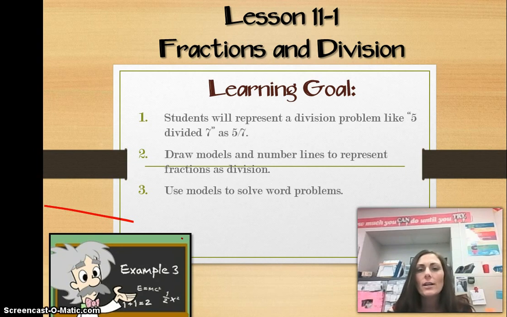Hi, this is lesson 11-1, fractions and division. Your learning goal is students will represent a division problem like 5 divided by 7 as 5/7. And that's important, guys, and that's kind of what this big topic is about, is that fractions are actually representing the division of a specific amount. And so that's going to be important to remember, that a fraction is actually representing the division of a specific amount. To help you with that, you're going to be drawing models and number lines to represent fractions as division, and you're going to use those models to help you solve the problem.